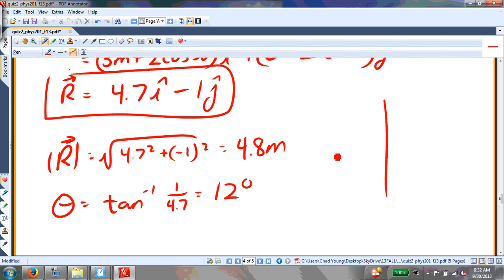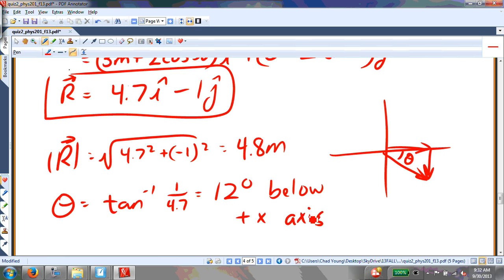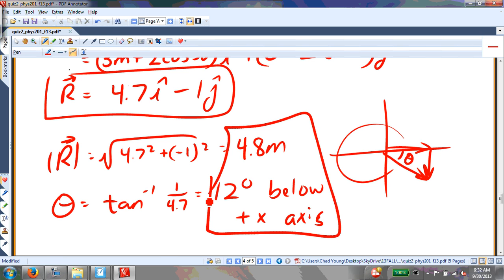But if I draw my x and y components, my x component is positive, my y component is negative. So this is my angle theta. So it's going to be 12 degrees below the plus x-axis. Or you could have expressed it in this angle. That would be 360 minus 12, which is what, 348 from the positive x-axis. That's the end.